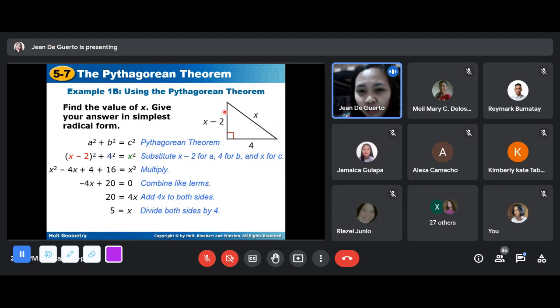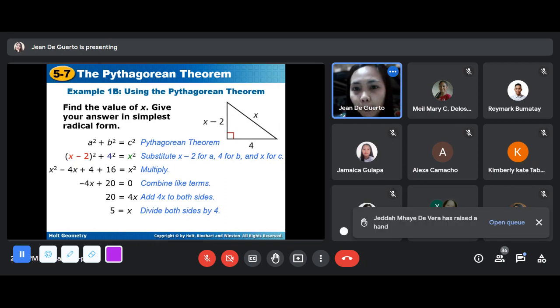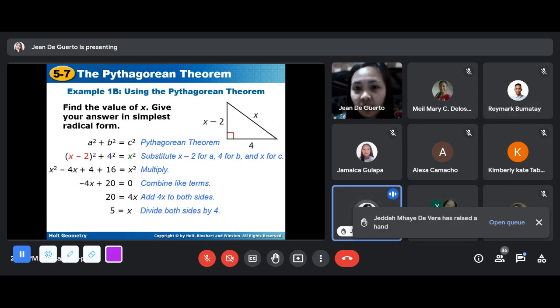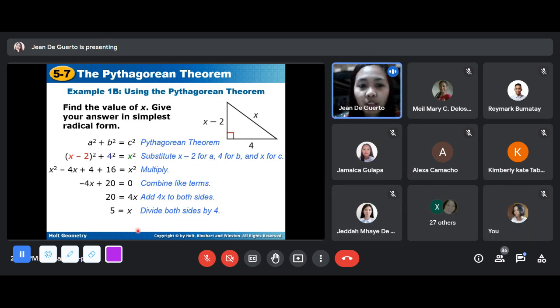Kasi yung x, di ba, yun yung sa hypotenuse, length ng hypotenuse. What will be the length of the other leg if x is 5? We have? Yes, Jeddah? Ma'am, 3. We have 3. Okay, we simply substitute the value of x doon sa x minus 2. So, yung other leg which will have a length of 3, while the hypotenuse will have a length of 5.